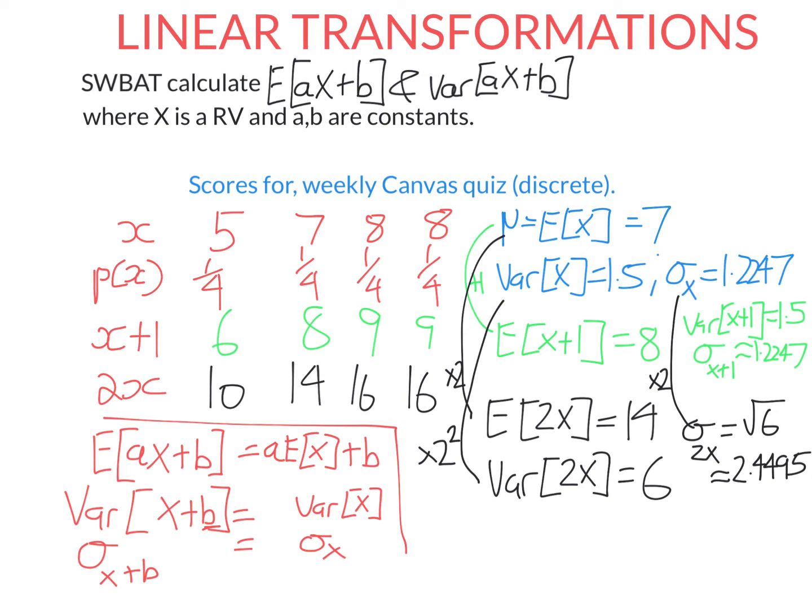But it doesn't work the same for variance. If I multiply each score by a, I need to multiply the variance by a squared. So if I triple each score, the variance would be 9 times larger. And if I multiply each score by a, the standard deviation also multiplies by a. So these are the 3 formulas you need to know. This is what happens when you add something to each score and multiply each score by a constant. So let's look at calculating these on the next slide.